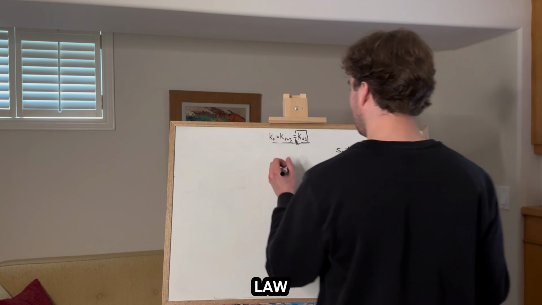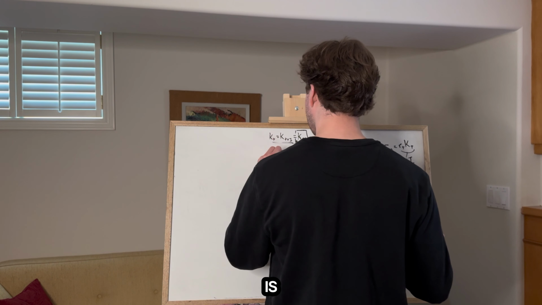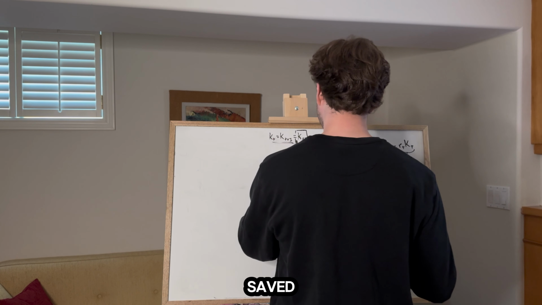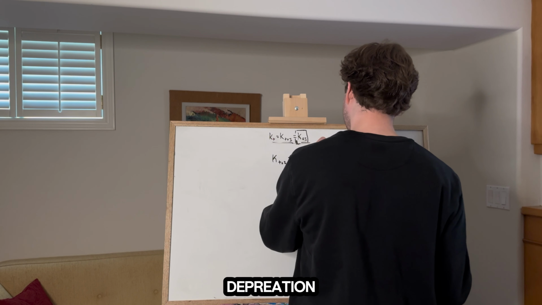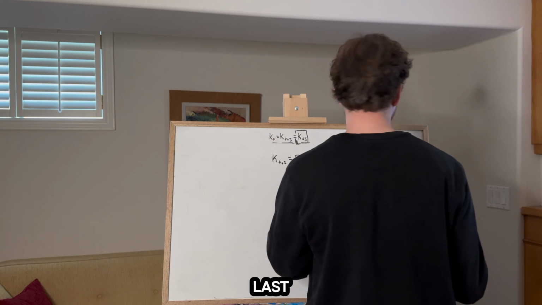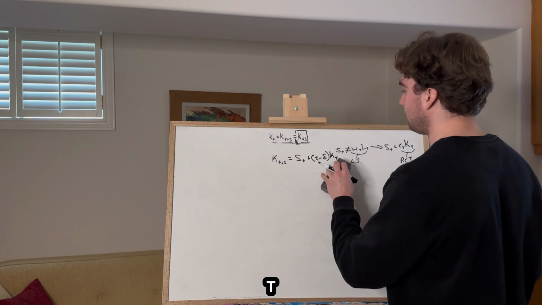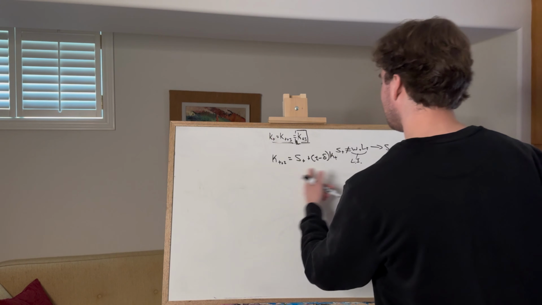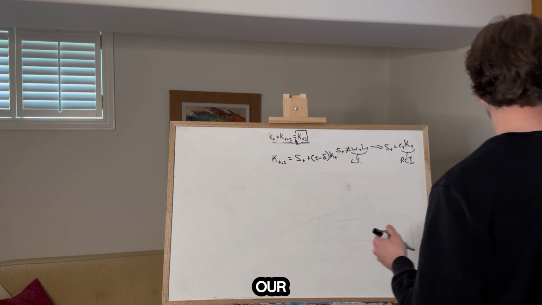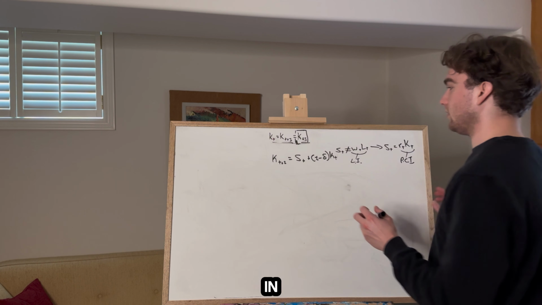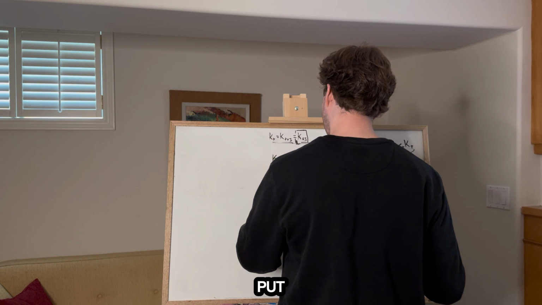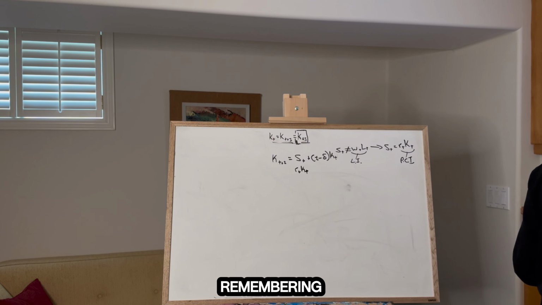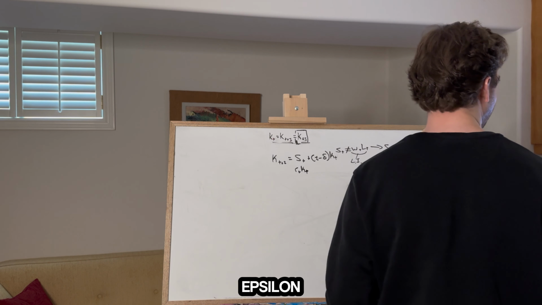We have our law of motion, which is KT plus 1 equals whatever's being saved plus 1 less the depreciation rate of the last time period. So at time t, because I'm trying to predict what happens at time t plus 1, okay? So this is true. And we know that our new ST is equal to this. Okay, so we put RT/KT. And we did solve for this prior, I'm just not remembering. Yeah, it's 1 less epsilon.